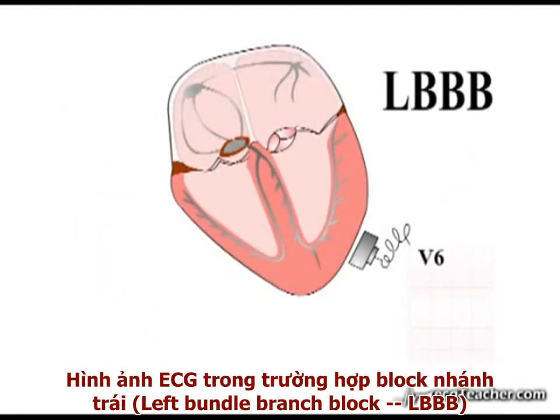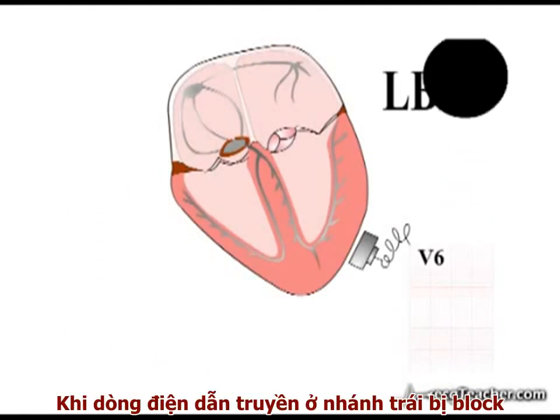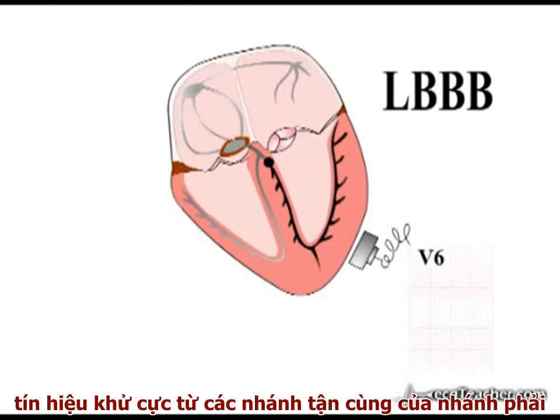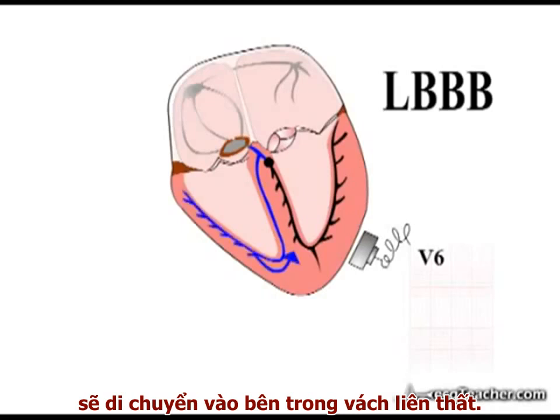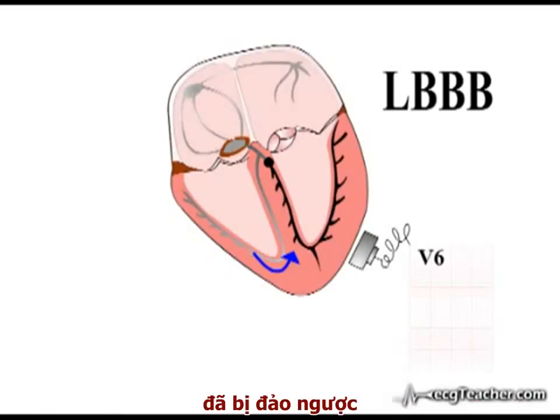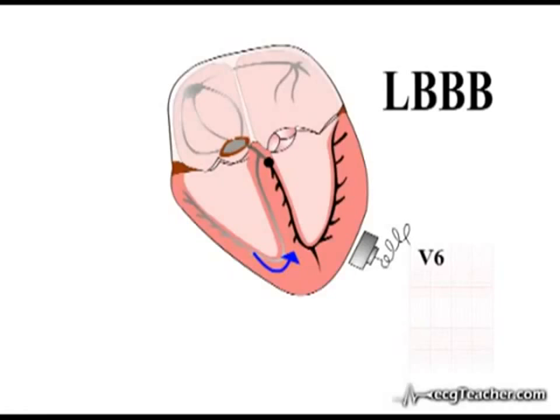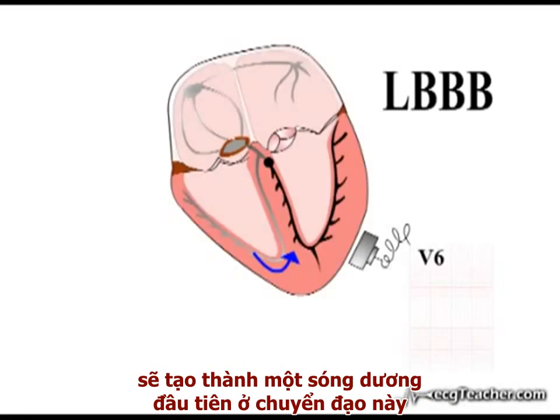The ECG findings in left bundle branch block are also predictable. When flow in the left bundle branch is blocked, depolarizing signal released from the terminal branches of the right bundle branch moves into the septum. The direction of travel of the depolarization wave within the intraventricular septum has therefore been reversed, and is now moving from right to left, the opposite direction to normal. This early signal is moving towards V6, resulting in an initial positive deflection in this lead.